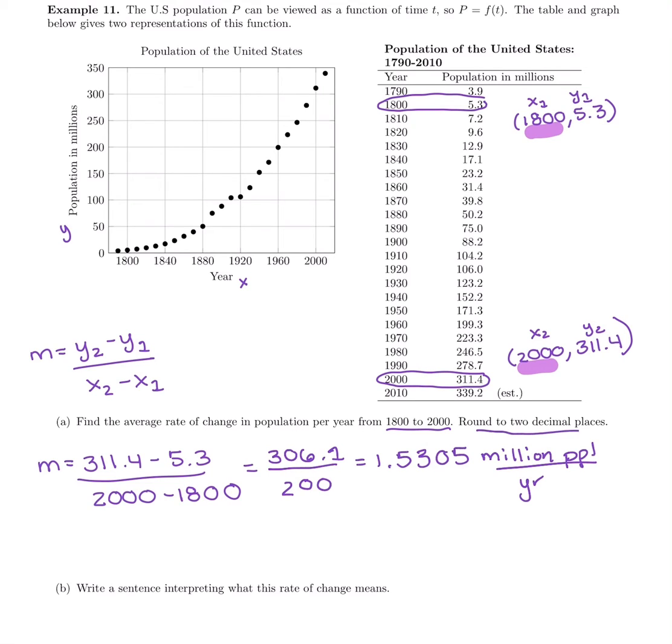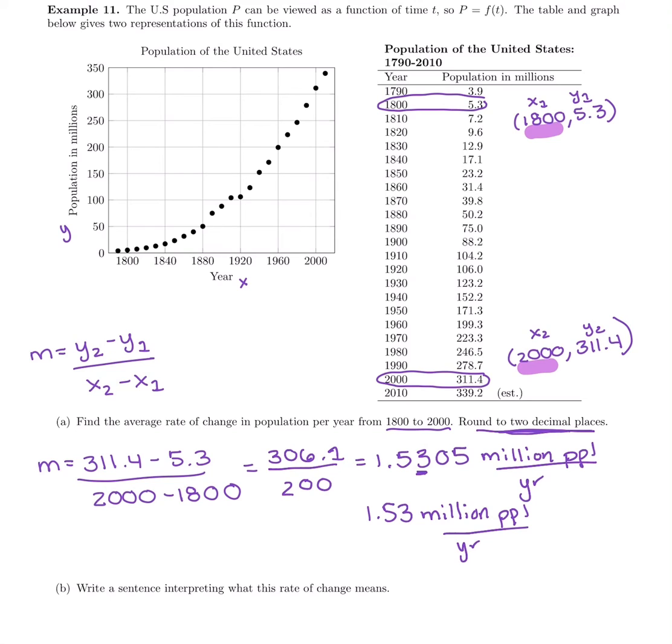Because the numerator measured million people and the denominator measured years. But it says to round to 2 decimal places. So I'm going to look at the second decimal place, and I'm going to decide, do I keep it a 3 or should I round it up to be a 4? Well, looking at the number after, I have a 0. So I'm going to keep it a 3 instead of rounding it up to being a 4. So my final answer is 1.53 million people per year.